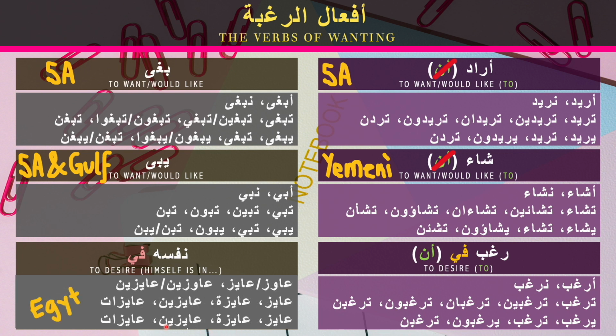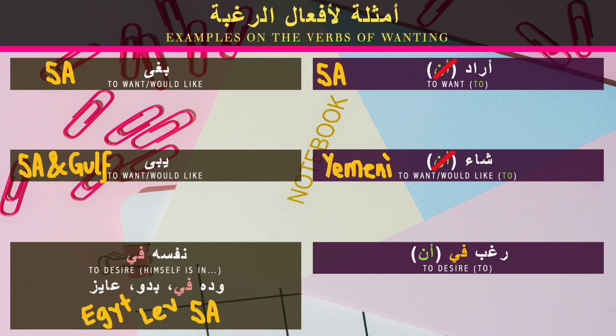The next one in Egyptian and also in Sudanese. عاوز, عايز for the first person singular. عاوزين, عايزين for the first person plural. عايز, عايزة, عايزين, عايزات. If you notice, the second and the third person, they are so similar. Yeah, okay, now let's see examples for each.